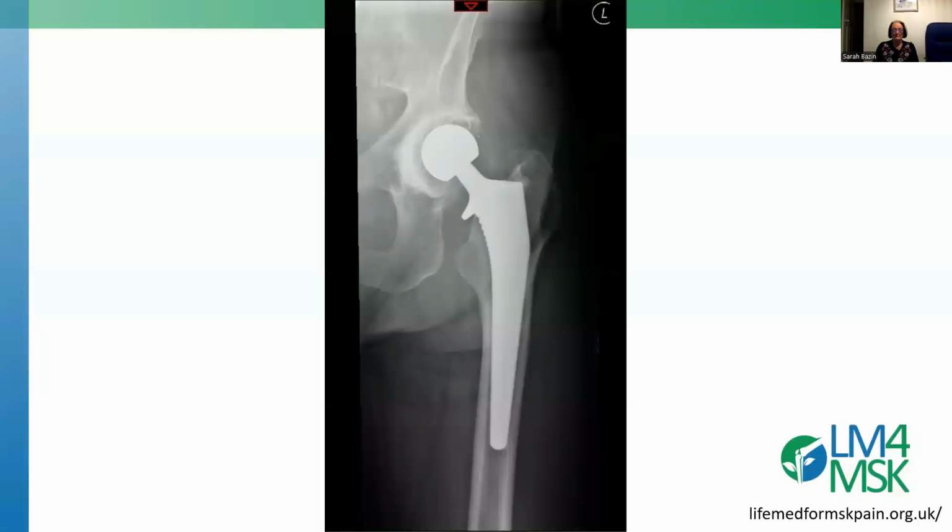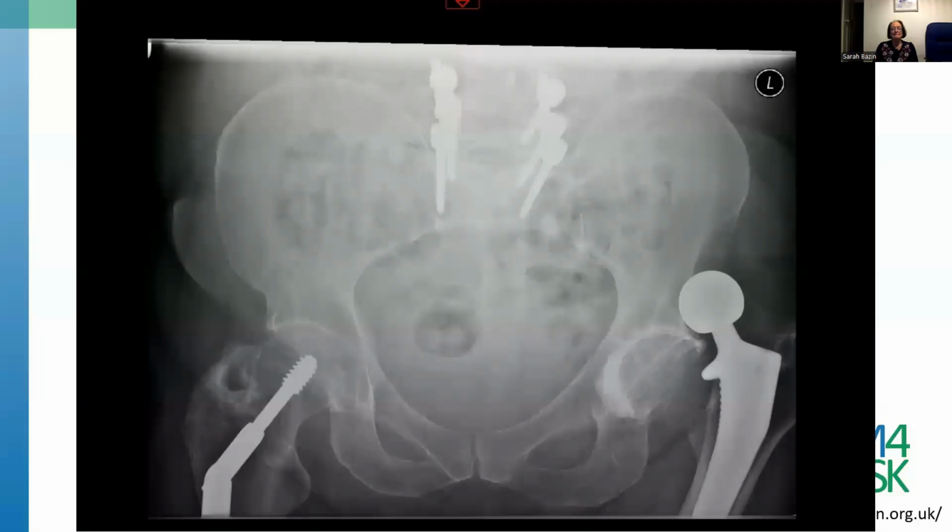But unfortunately, hip replacements are not always successful. There are 10% of the patients who have hip replacements who are not happy with it. In knee replacements, 20% of the patients who have a knee replacement are not happy with it. So in this case, unfortunately, this lady had a dislocation, and then there have been subsequent further dislocations.